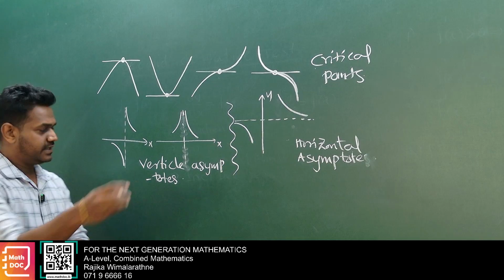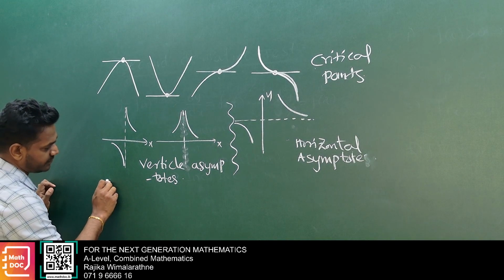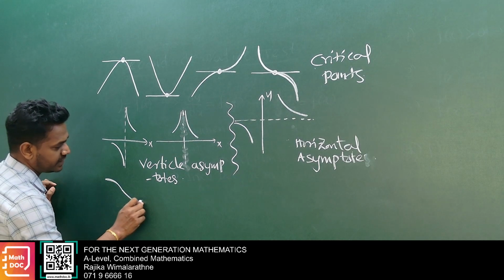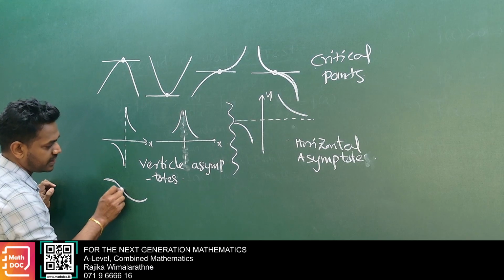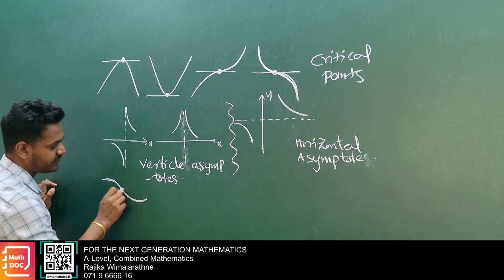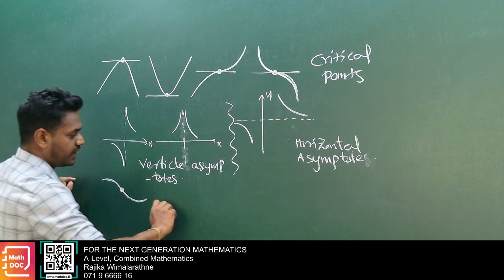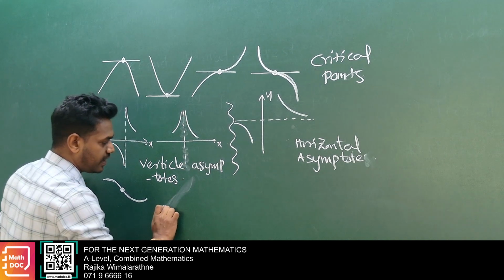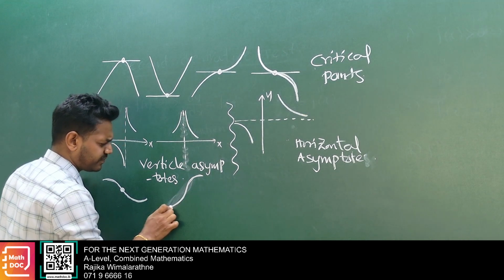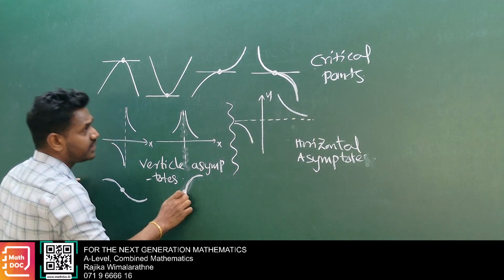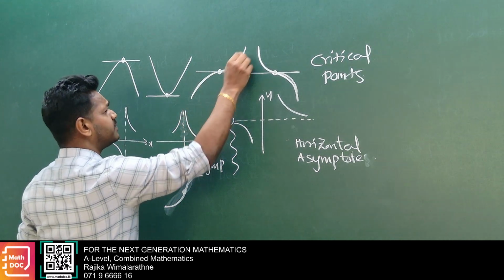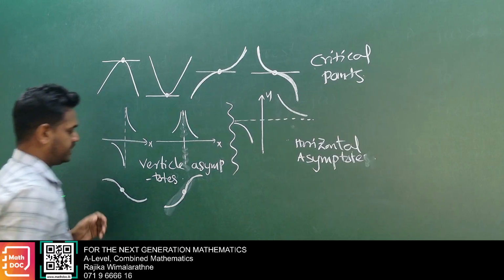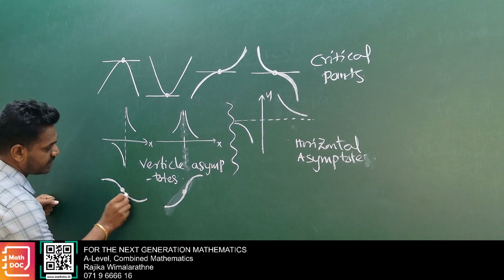And further we have another one. Consider a graph like this. This is the concave down case, and now it's going to change to concave up. Concave down changes to concave up. This point we call the point of inflection again. Here concave down changes to concave up, and here concave up changes to concave down.